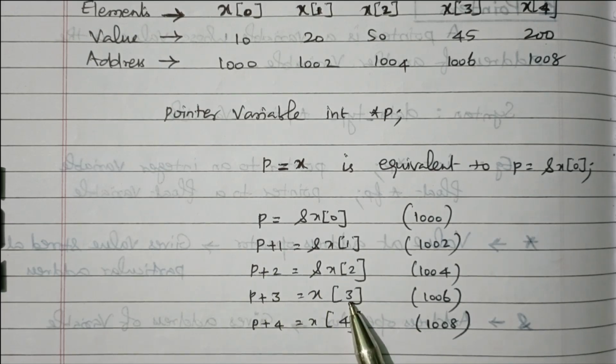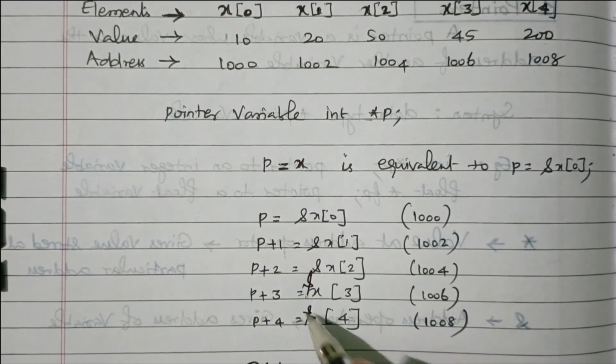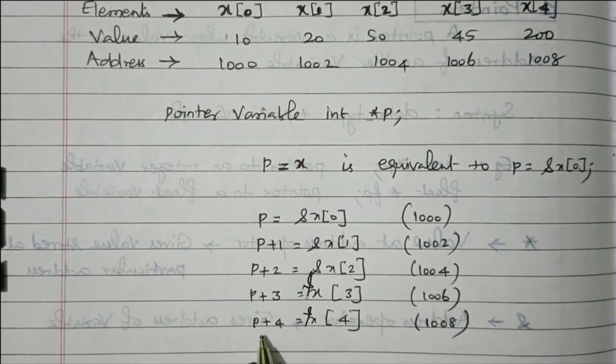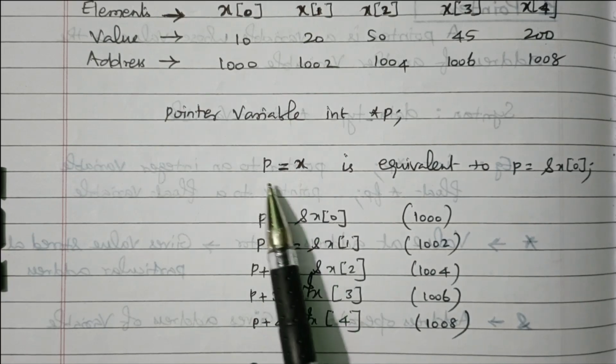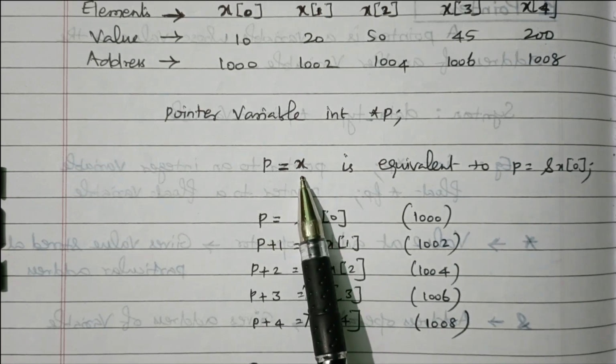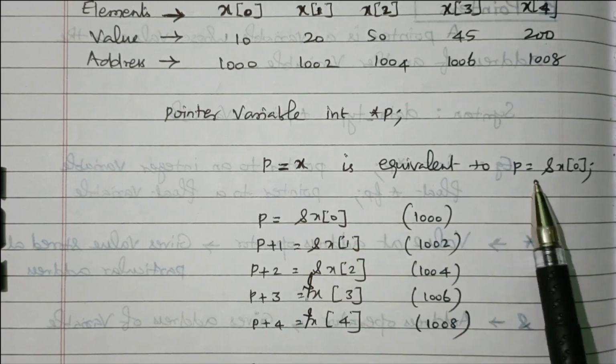The address of x[3] is stored in p plus 3. Similarly, this address is also available: the address of x[4] is stored in p plus 4. Right? So we can simply refer p equal to x, meaning the addresses of the array elements one by one will be stored in the pointer variable. That is the meaning of this.